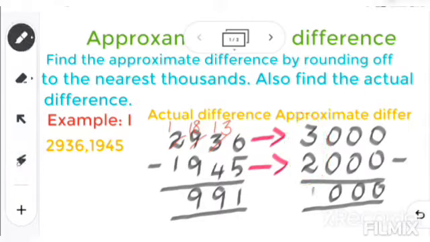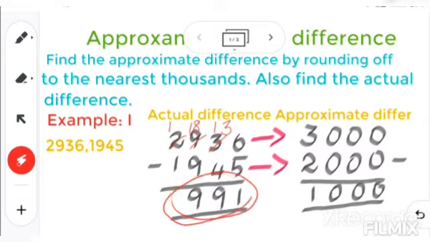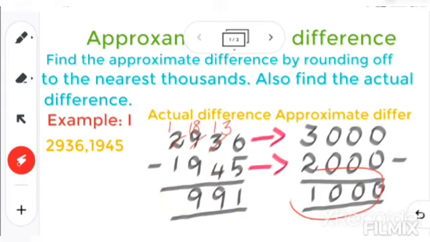So here 1000 is the answer. 1000 is the approximate difference. 991 is the actual difference. Okay, you can check whether your approximate is correct or not. To check that, if you round off this actual difference to the nearest 1000, you will get 1000 only. Okay, because 991 is close to 1000, isn't it? So the answer will be the same after rounding off. So this is the actual difference and this is the approximate difference. This is the way you will do your answer in approximate difference and actual difference.